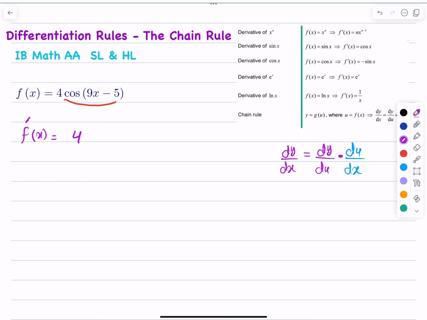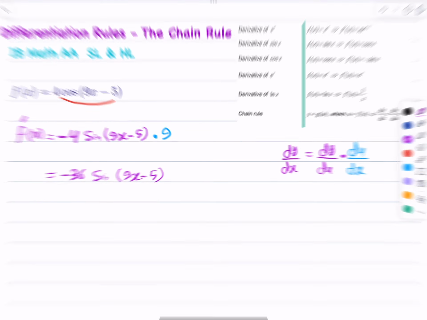So I will write the negative first here. Then cosine will be sine when we differentiate. So 9x minus 5. We don't change the inside now. Times, according to the chain rule, then we differentiate the inner function, which is the inside here, 9x minus 5. The derivative of that would be only 9. So negative 4 times 9 will be negative 36 sine 9x minus 5. So this is the answer.